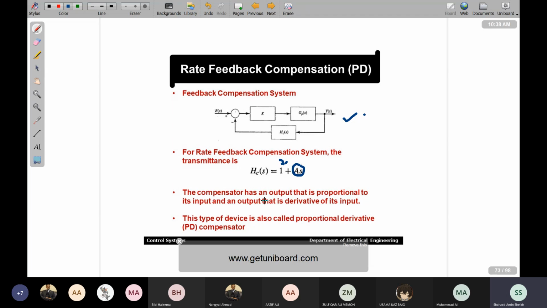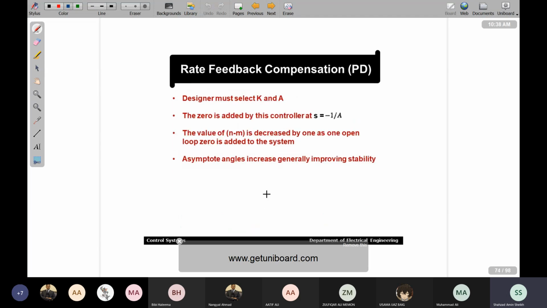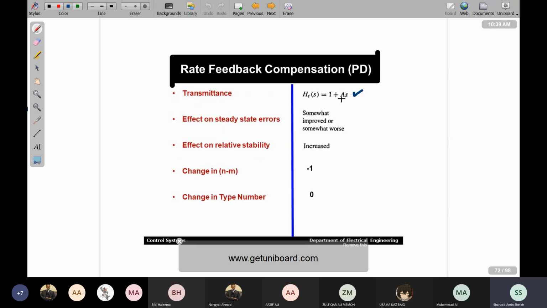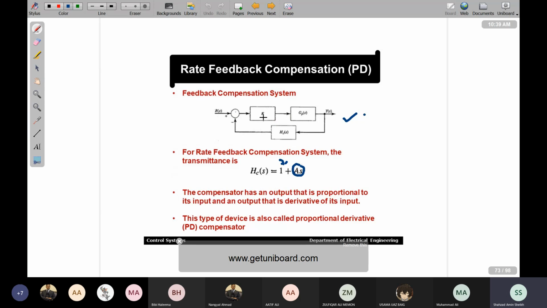So when we have to design these rate feedback compensation systems, of course we will have to select K and A, because अगर आप देखें तो आपके पास एक पैरामीटर A होगा और यहाँ से HCFS जो है that is 1 plus AS और यहाँ पे आपके पास K मौजूद है. So इस बात का मतलब ये है कि if you have to design this compensator or controller, you have to select this K and you have to find out कि कहाँ पे आपका zero जो है वो located है. ठीक, so that's the design parameters which you have to select.